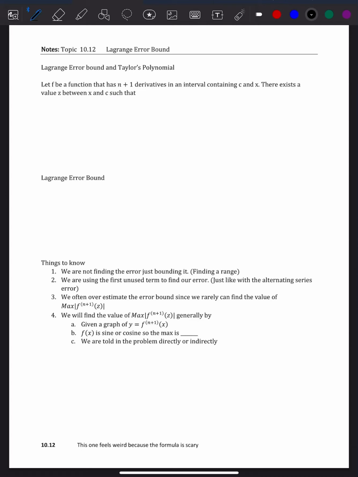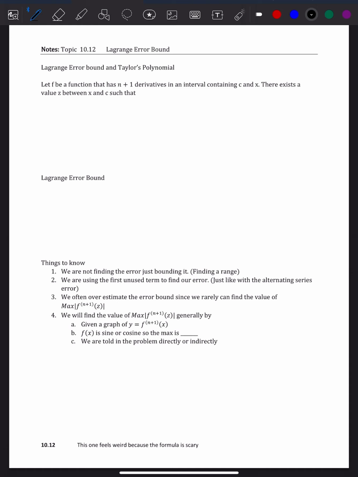So today we're going to be talking about the Lagrange Error Bound. Lagrange Error Bound and Taylor polynomials are two things that kind of go together. Let f be a function that has n plus 1 derivatives in an interval containing c and x. C is our center like before, and x is going to be just any number that we want, rational or irrational. It just needs to be some number that we can plug in for x.